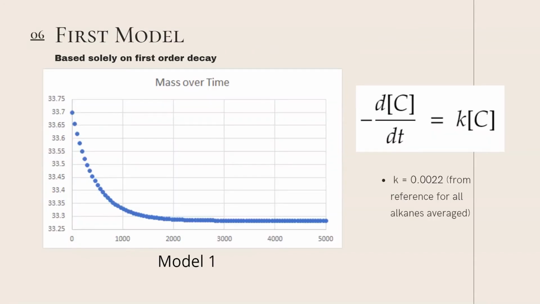It's based on exponential decay derived from the first order chemical differential rate law equation. This is an example of our first model showing the mass over time for an average standardized sand oil agglomerate used in the paper. You can see we used the rate constant of 0.0022, which was derived from data provided by the publishers of the paper, and it is average for all alkanes.